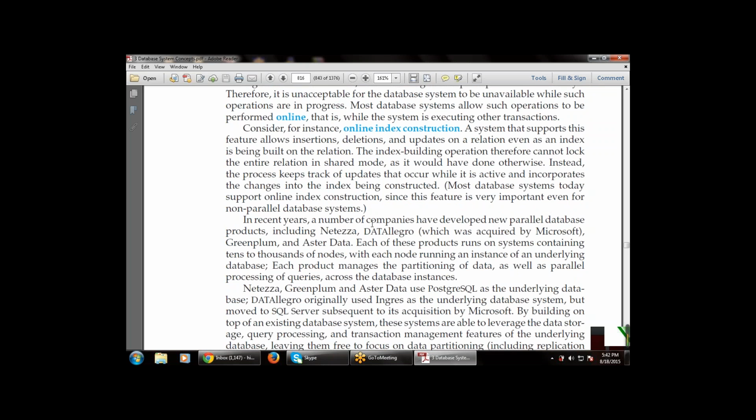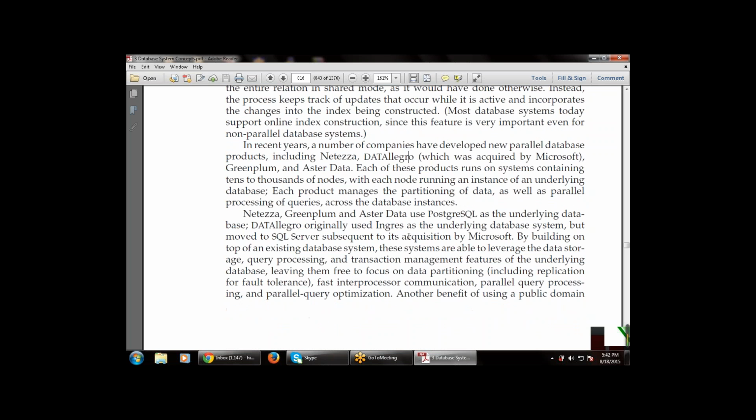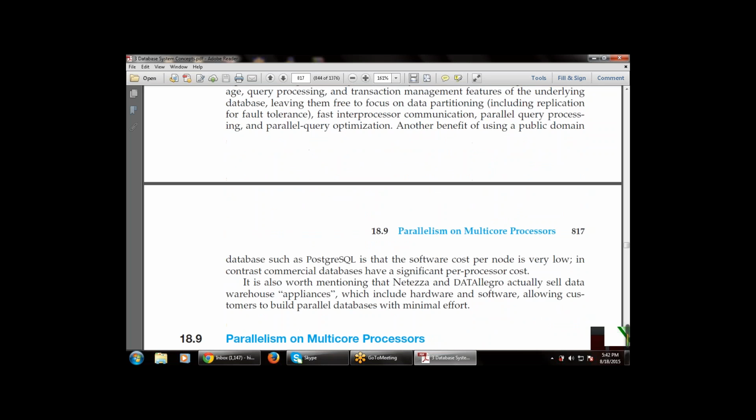In recent years, a number of companies have developed new parallel database products, including Netezza, Datallegro, which was acquired by Microsoft, and Exadata. Netezza, Greenplum and Exadata use PostgreSQL as the underlying database system, but Datallegro moved to SQL Server subsequent to its acquisition by Microsoft.